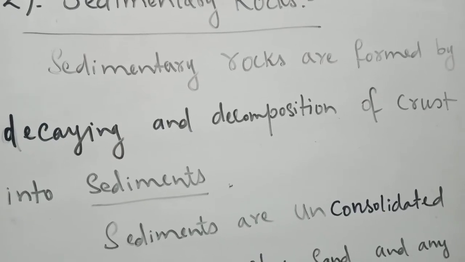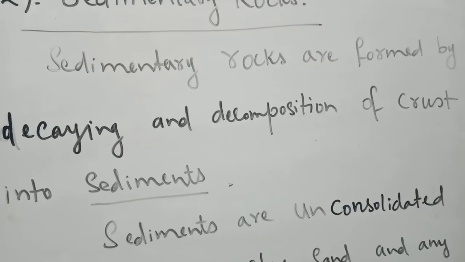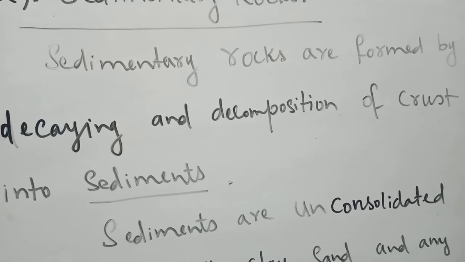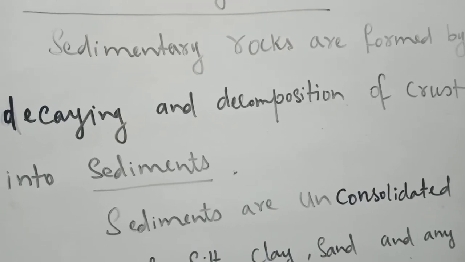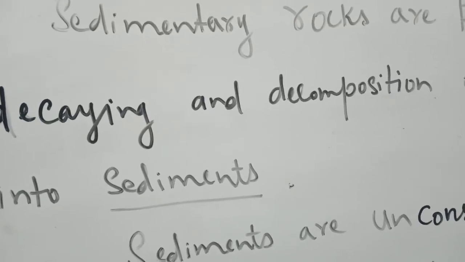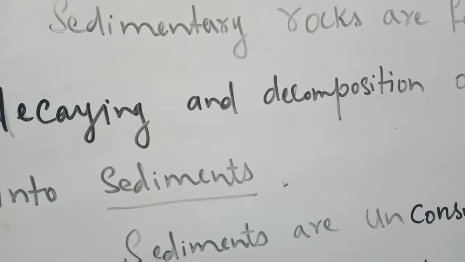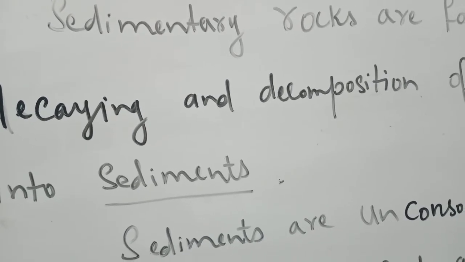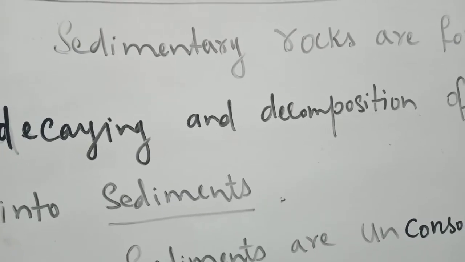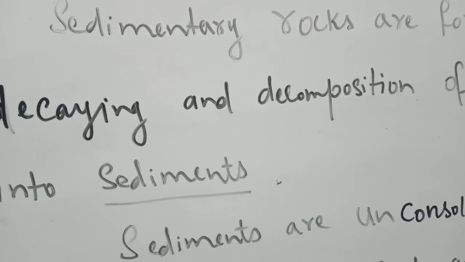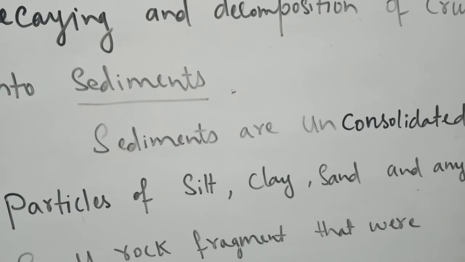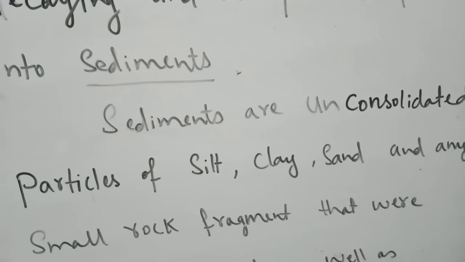Obviously in this process, not only non-living material but some living material is also responsible for decay and decomposition. But the final result after decaying and decomposition is the sediment. So once the crust has transformed itself into sediment particles, sediment is the base for sedimentary rocks to form. There is a large variety of sediments: it could be silt, clay, sand, or any other small rock fragment.